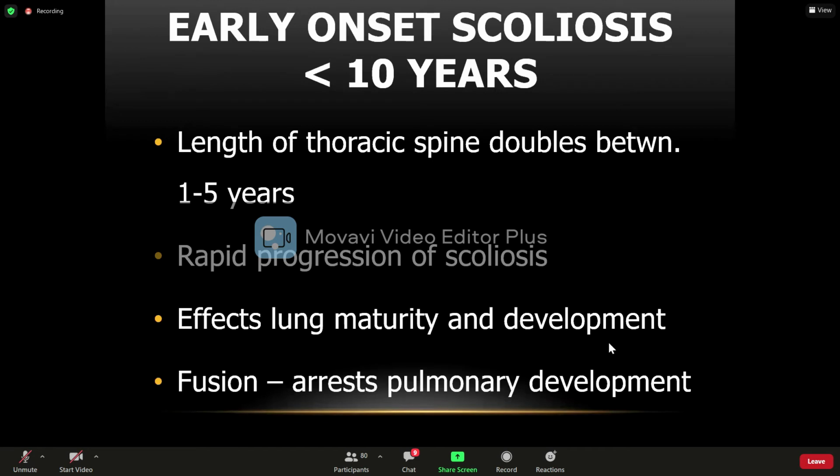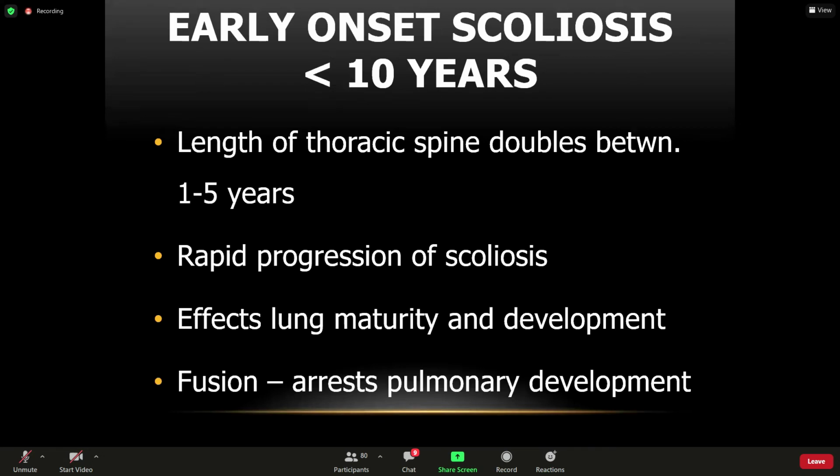So we've covered the etiology of scoliosis. We know that some of them could be congenital, some of them could be idiopathic, where we don't know the exact cause. And then there's this other group which we refer to as others, which is neuromuscular and syndromal scoliosis. So that is one classification of scoliosis.